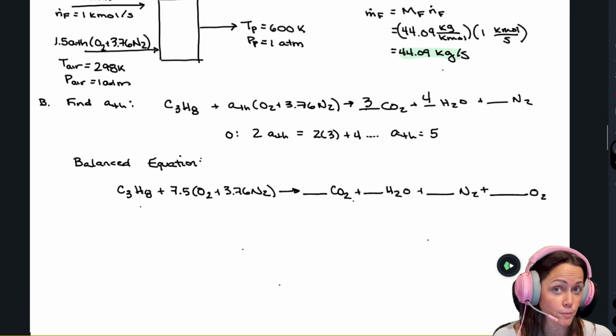All right, so again, I'm doing a mole balance on each one of those elements. I'm going to start with carbon. On the left-hand side, I've got 3.